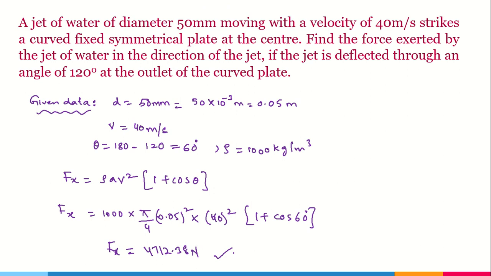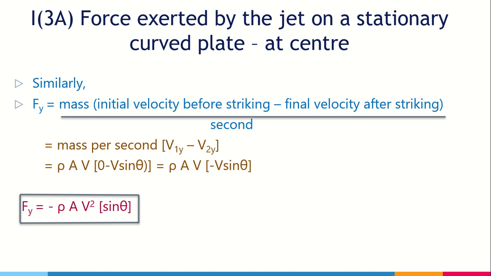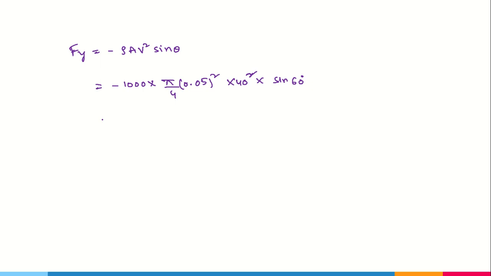Similarly, if you want to solve for Fy, they did not ask us, but if you want to solve for Fy, what would you do? You take up the same formula of minus rho a v square sine theta. So let's solve for Fy also. Fy is equal to minus rho a v square sine theta, which equals minus 1000 into pi by 4 of 0.05 whole square into 40 square into sine 60 degrees. Let me see how much I would end up with for the Fy value. I got minus 2720.6 Newton.